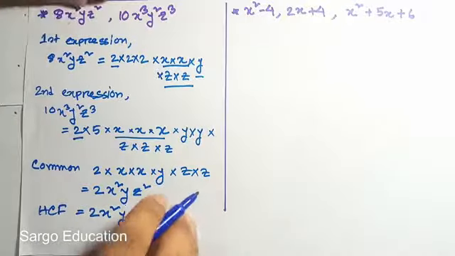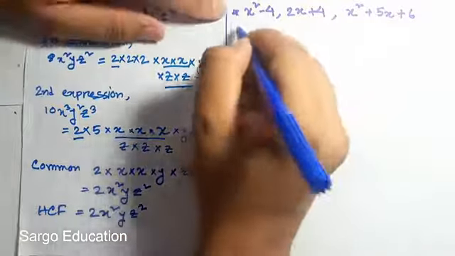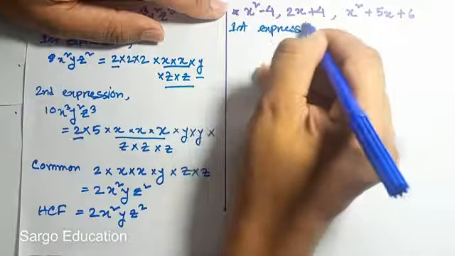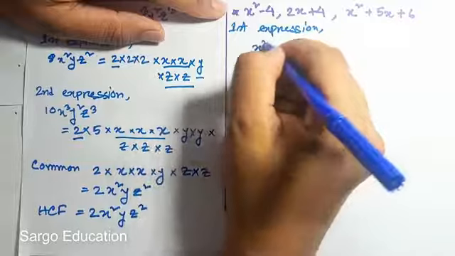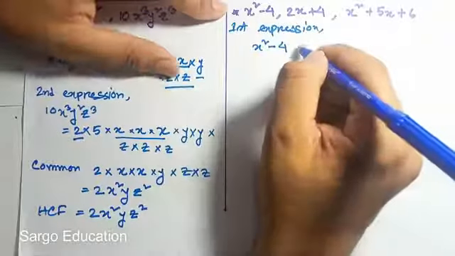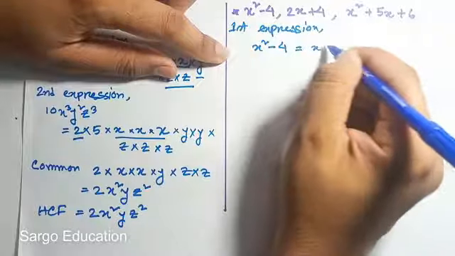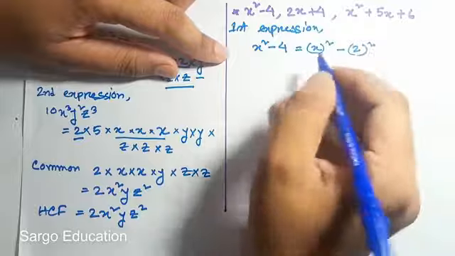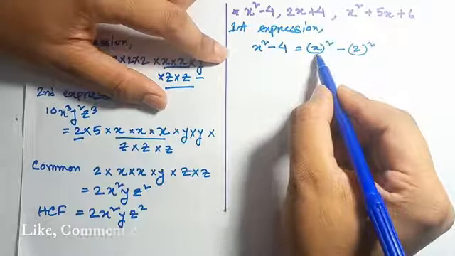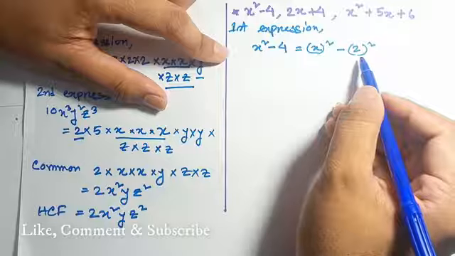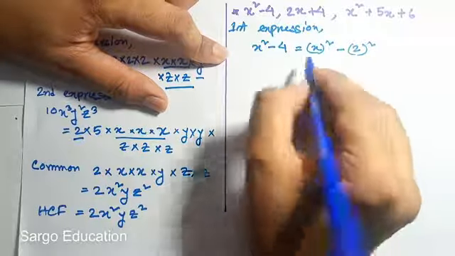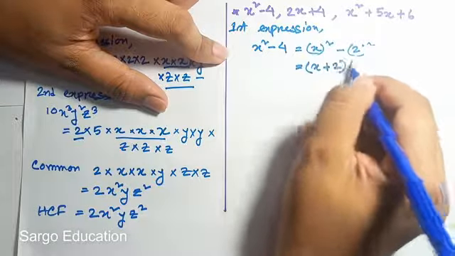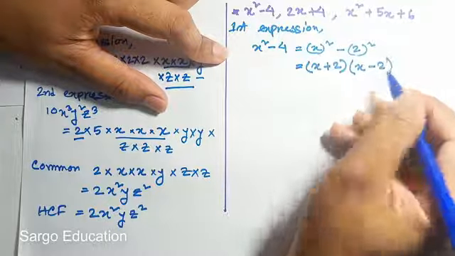Now we use formula and see another math. Here the first expression is x square minus 4. We can write it as x whole square minus 2 whole square. Do you know what is the formula of a square minus b square? If you don't know, please see our previous lesson. We use the formula here, that is x plus 2 into x minus 2.